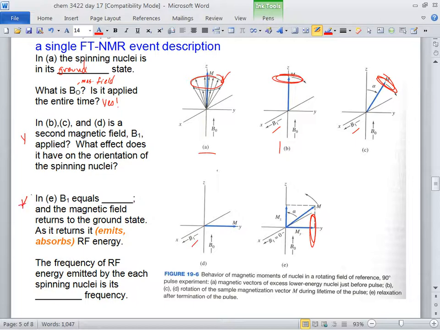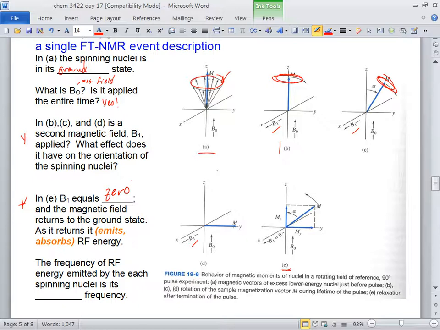Okay, Andy, in E. Where's E? Here's E. First see if you can see what it is. B1 equals what? You see it? Zero. They shut it off. Okay, now keep going. The magnetic field returns to the ground state.